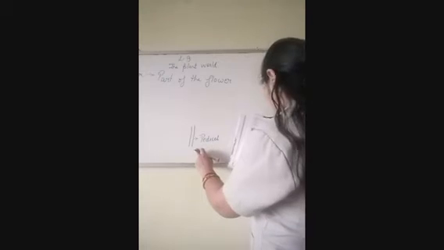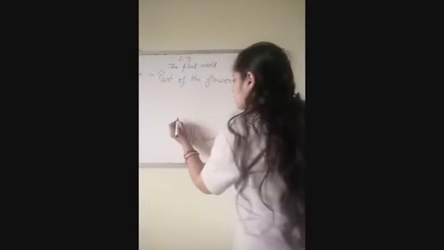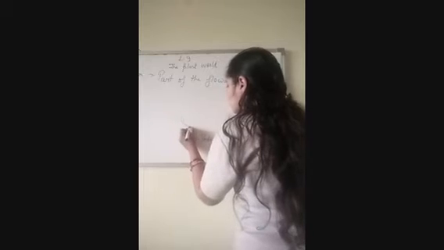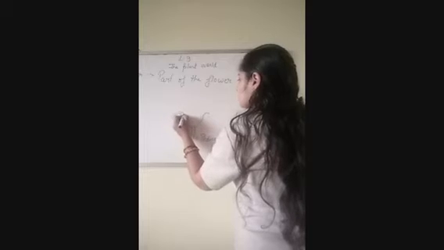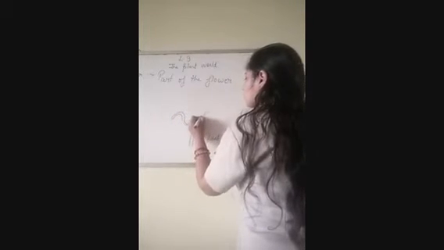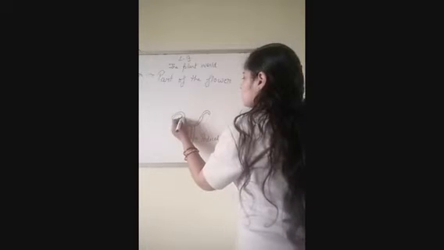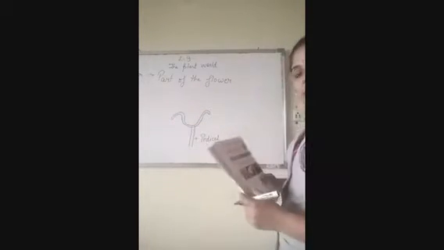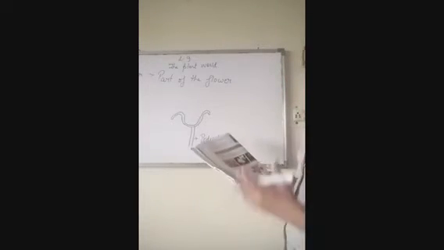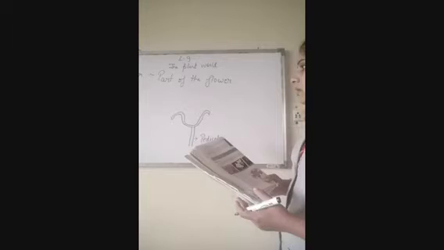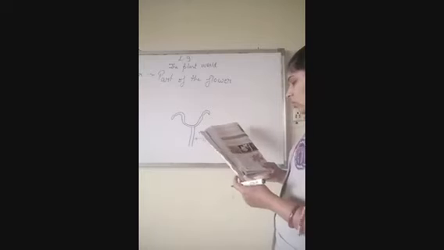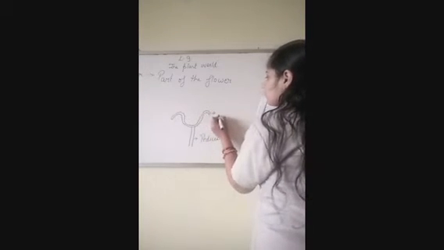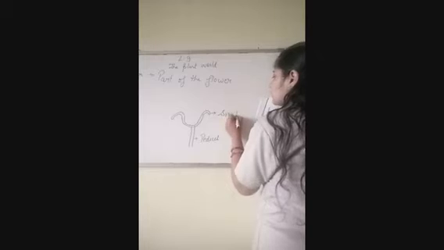Now we are going to study about the next structure after the pedicle. Then you can see a green structure over here. This is the green structure in the flower which is at the bottom of the flower and supports the remaining parts of the flower. So here this part is called as sepal.